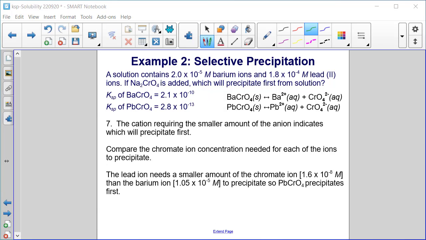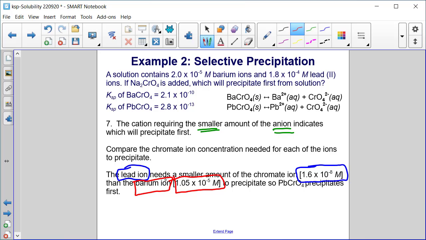All right, step 7. The cation that requires the smaller amount of the anion indicates which will precipitate first. So we're looking for the smaller anion amount. Compare the chromate ion concentration needed for each of the ions. For the lead ion, the chromate ion concentration we calculated was 1.6 times 10 to the minus 8 molar. And for the barium ion, it was 1.05 times 10 to the minus 5 molar. So which one of those is smaller? This one is smaller, which means the lead chromate will precipitate first.